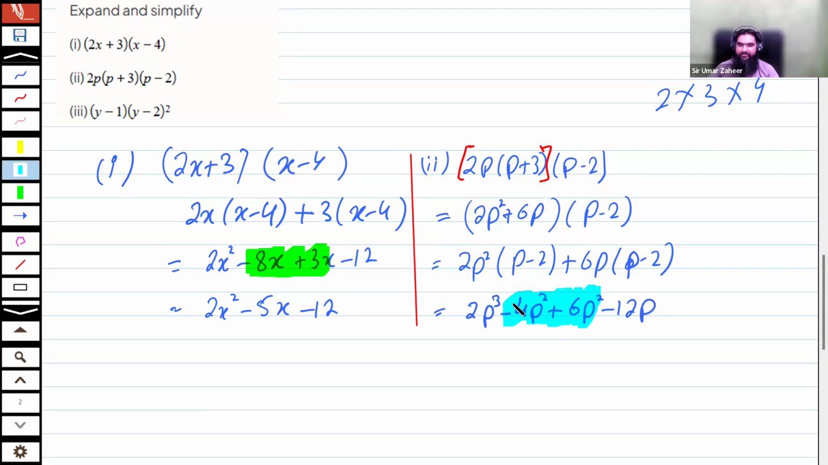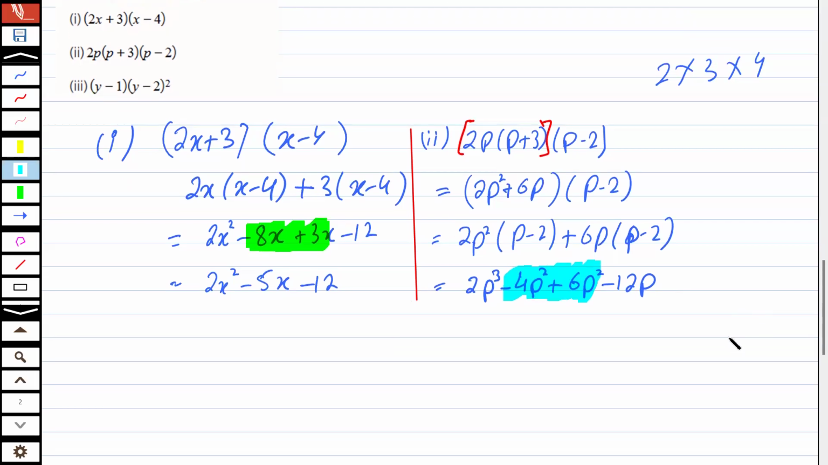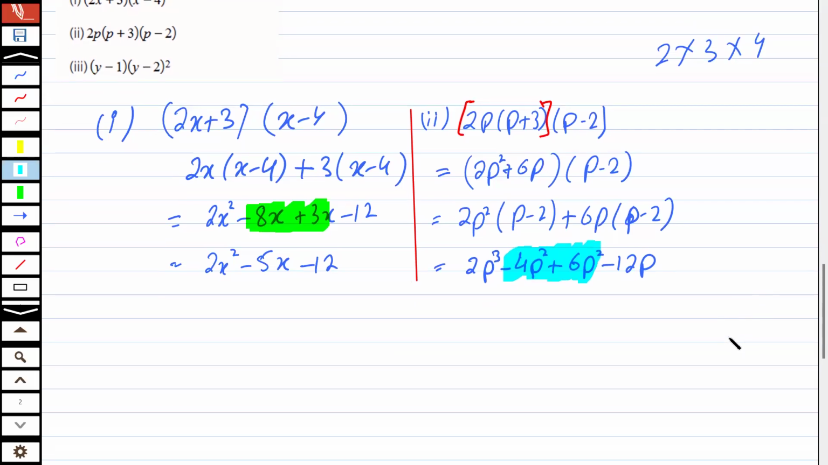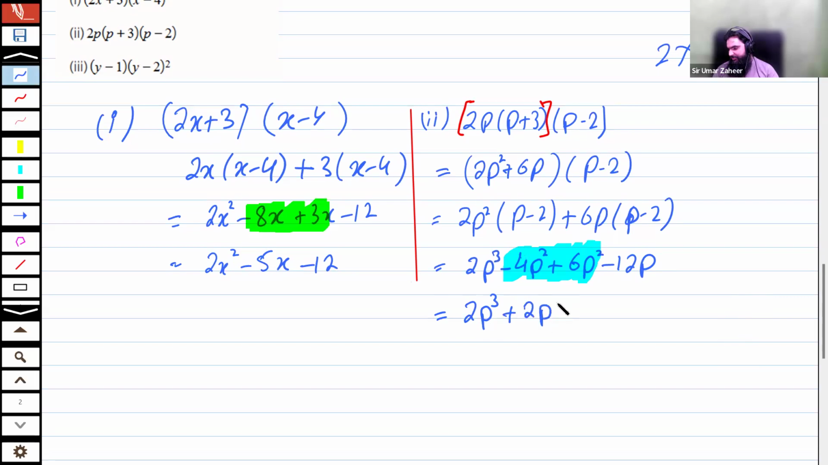Yes, everyone. Any question? No, sir. Now in the last, we have 2p cube, 6p square minus 4p, here it will be plus 2p square minus 12p. That would be my final answer. Now let's do the last part.